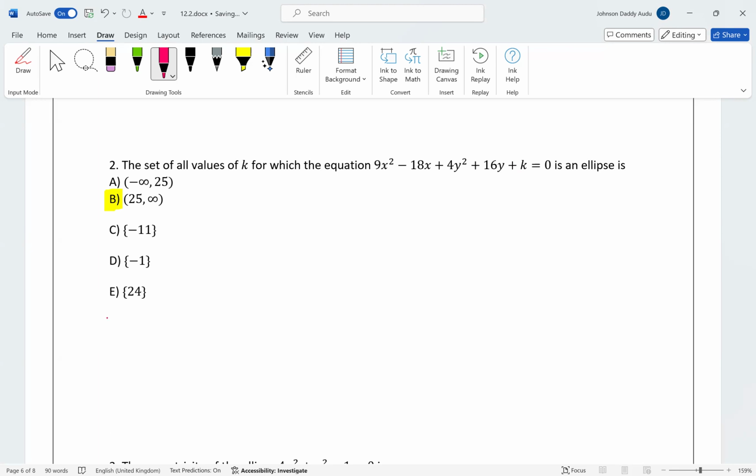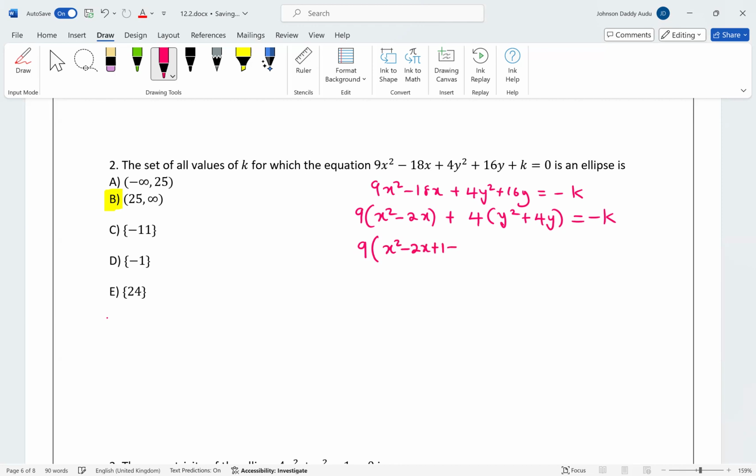Yeah, so here we can write it first, completing the square. And minus k would be there. We can take 9, and this is x squared minus 2x plus 4 times y squared plus 4y equals minus k. Now here you complete the square: this will be minus 2x plus 1 minus 1, and y squared plus 4y plus 4 minus 4, equals minus k.